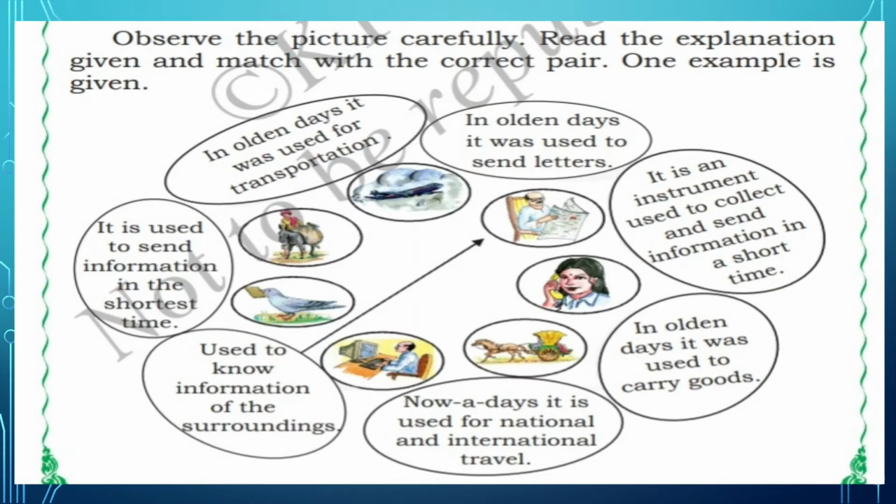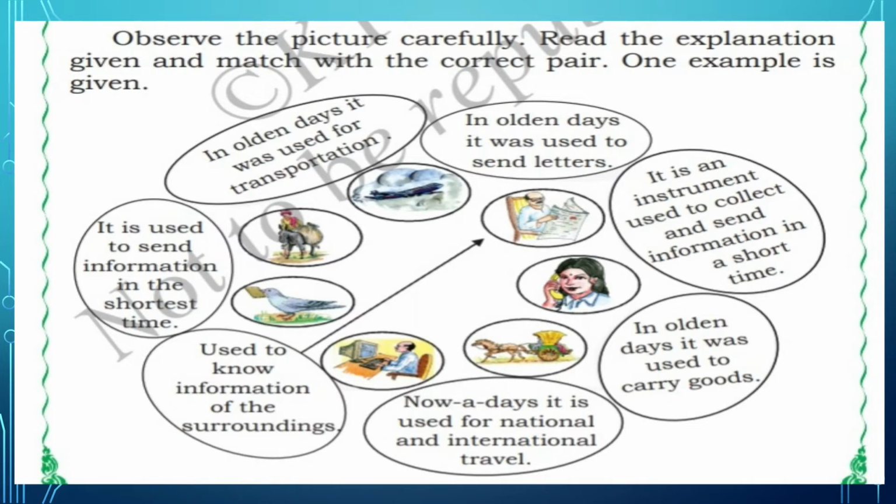Next is, observe the picture carefully, read the explanation given and match with the correct pair. One example is given for you. They have given some pictures and also some explanations. You have to match the picture with the correct explanation. One they have given as an example. Let's look at the example.